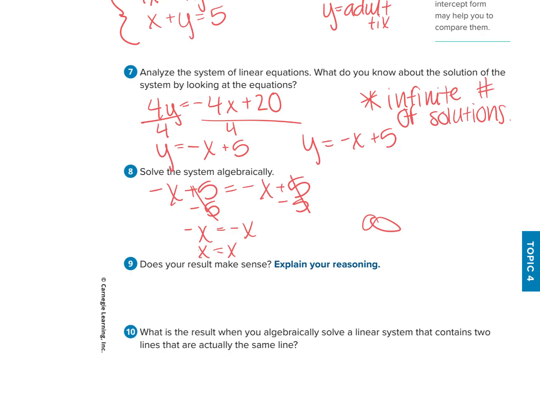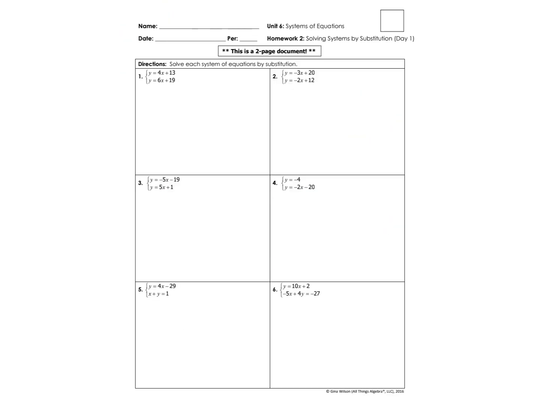Your practice. So now that we've completed our notes, you're going to spend the rest of your time working on this practice page to turn in. There is an option of getting no solutions, and there is an option for getting an infinite number of solutions. So those would be your two symbols to show that for your answer. Once you have finished this, I want you to turn it in. If you don't have time to finish this, don't freak out.